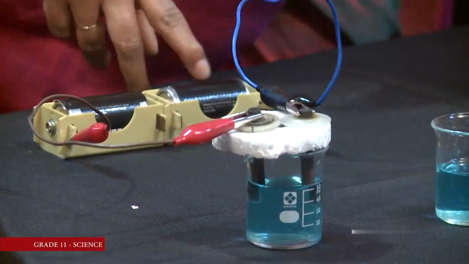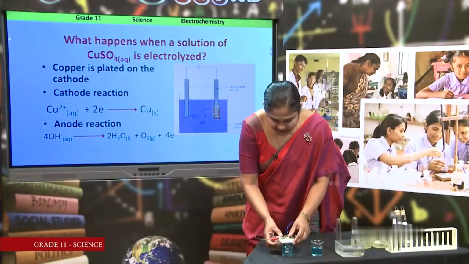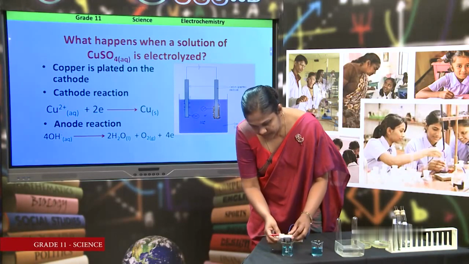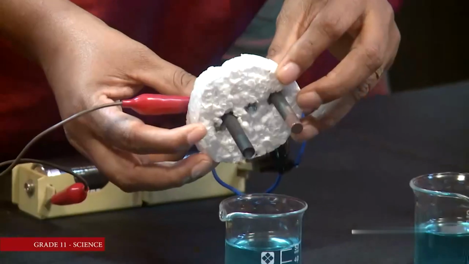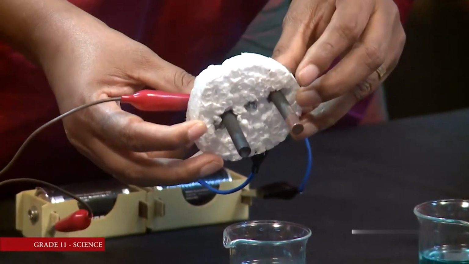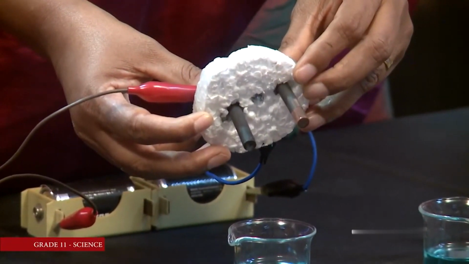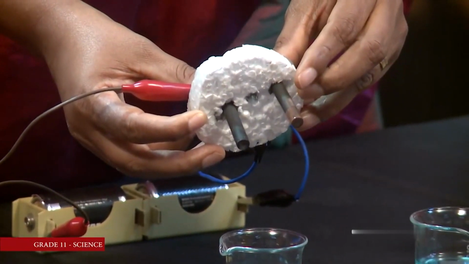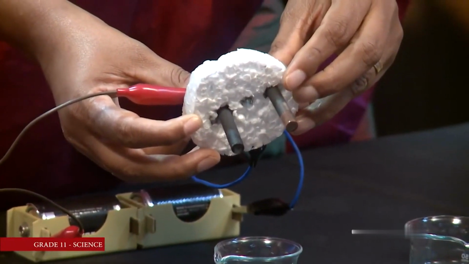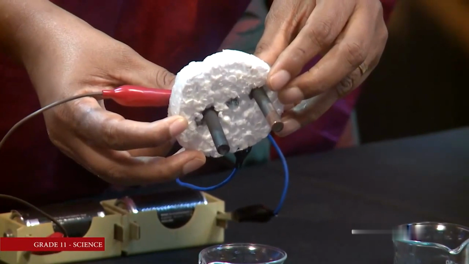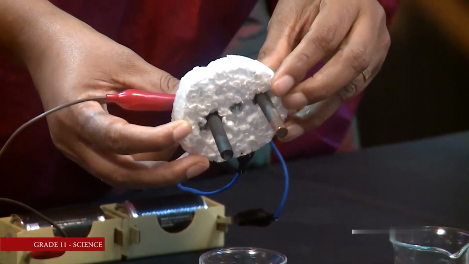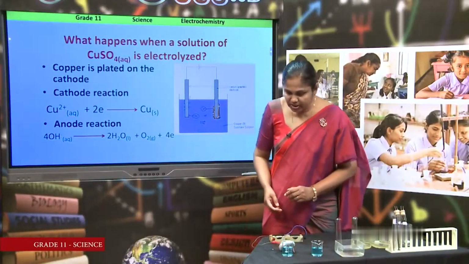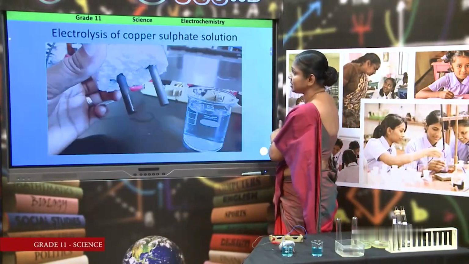Okay, children, right. Now we will see what has happened after few minutes. Here can you see, children, what has happened? This cathode, this particular carbon rod cathode has turned reddish brown copper color. This is due to the formation of copper metal here at the cathode. Okay, right. Let me show you a close-up video of this particular activity.